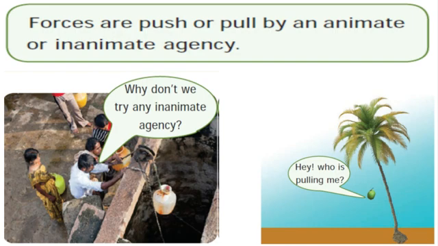Sometimes we see tall grass in the meadow dancing in the wind, or a piece of wood moving down a stream. What pushes or pulls them? We know that blowing wind and flowing water is the cause. Sometimes the push or pull can be due to an inanimate agency. Forces are push or pull by an animate or inanimate agency.